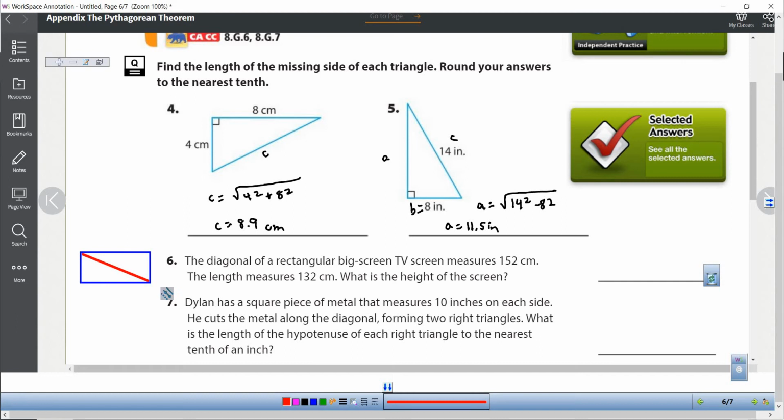All right. Now it says that the diagonal is 152. And it says the length is 132. And these are centimeters. And they are asking us to find the height. So once again, we're missing a leg. Okay, so that height is going to be the square root of the hypotenuse squared, 152 squared.